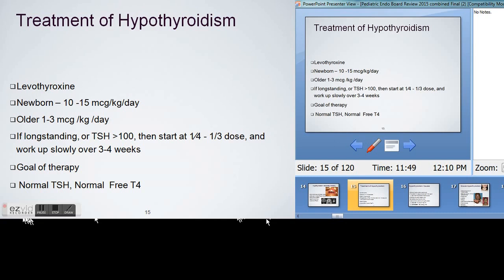Also things like cleft, especially cleft palate, cleft lip, but more likely cleft palate, that would be a sign that the patient might have hypopituitarism. So we also want to look for that.